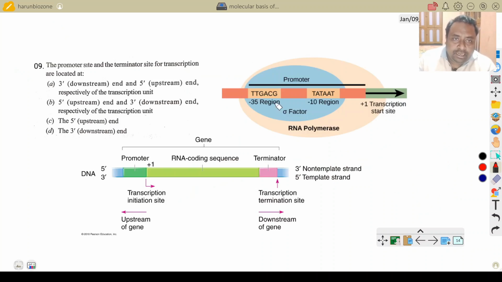This is the mRNA and this is the promoter sequence where the RNA polymerase binds, and this is the transcription initiation site from where the transcription starts. This region is called the upstream region, this region is called the downstream region. Clear? In the upstream region the promoter is bound, and then it moves to the transcription initiation site, from where transcription starts. So here the right option is B. Next question.